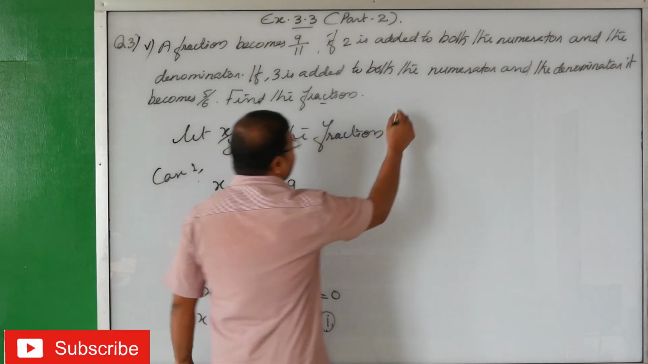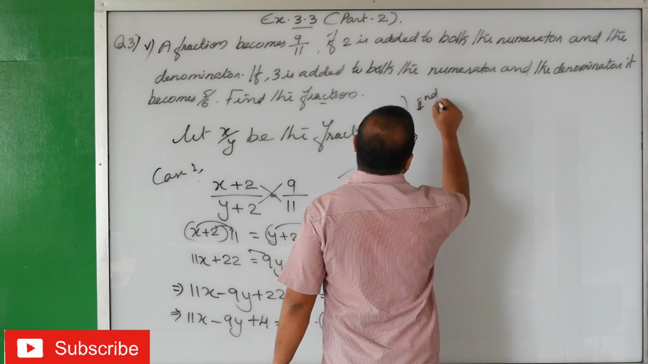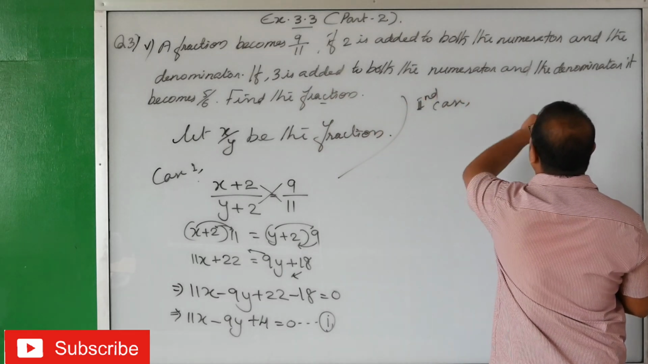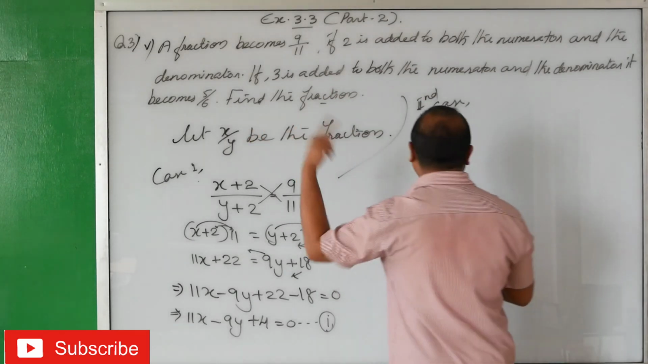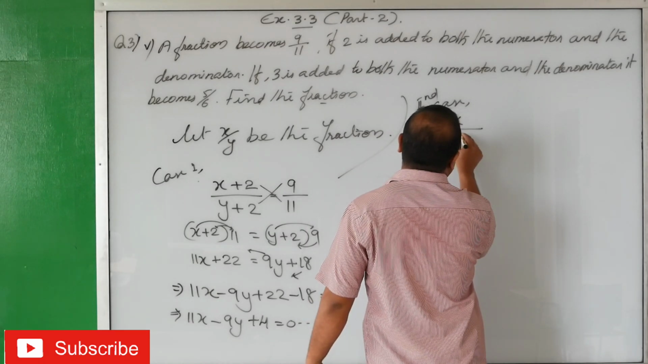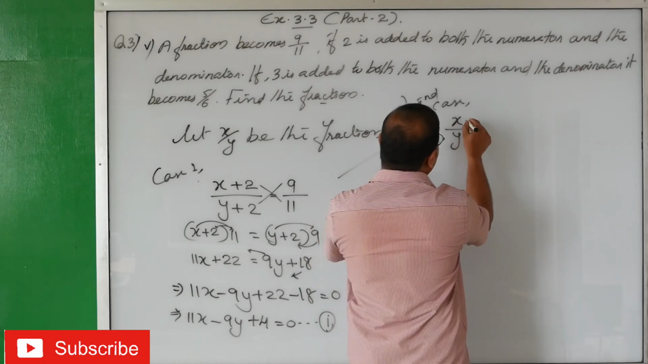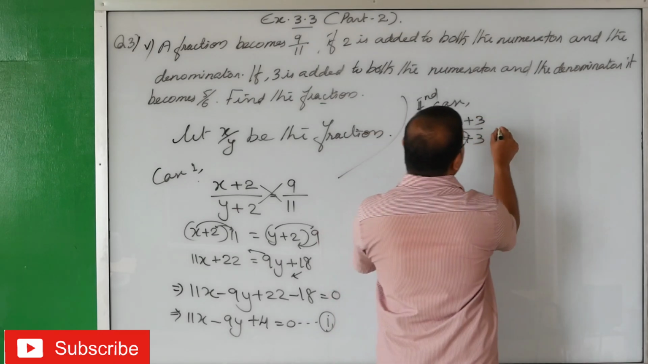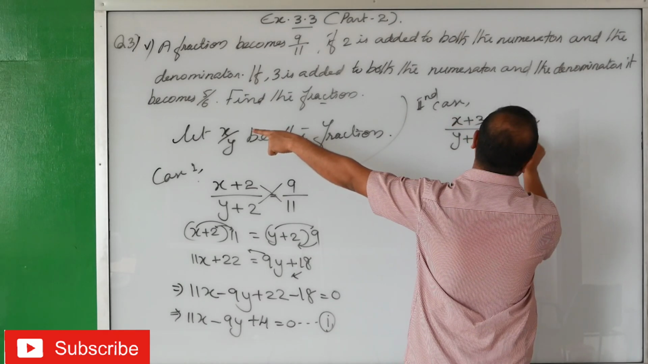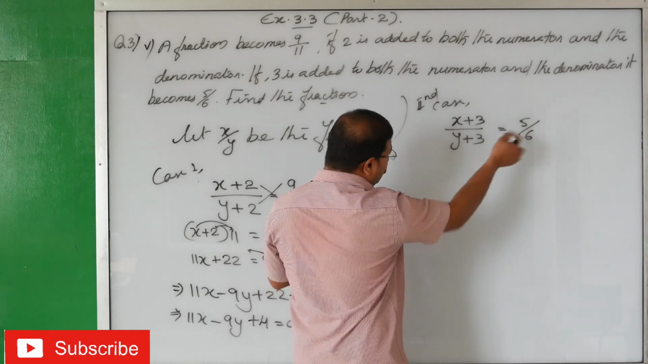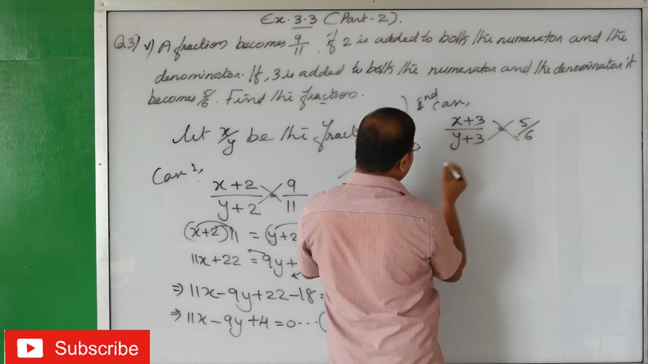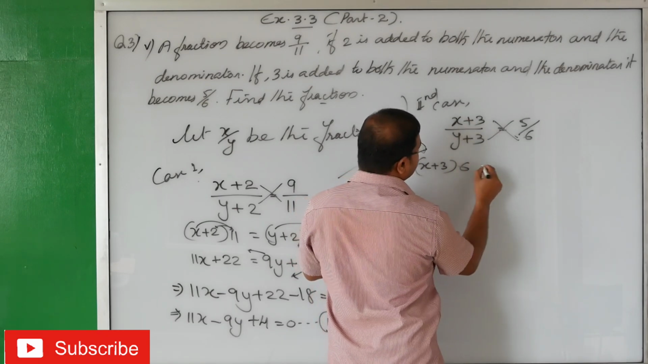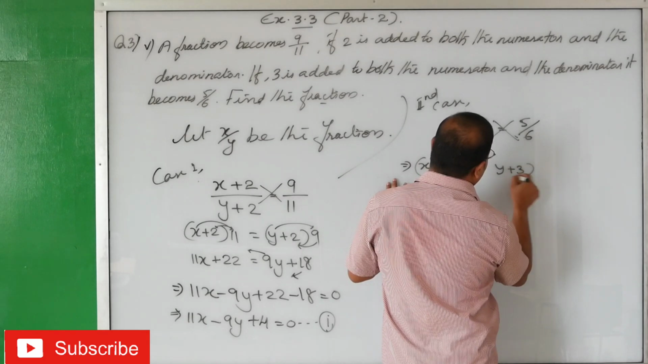Ready? Now let us see the second case. What is the second case? If 3 is added to both the numerator and denominator. Ready? If 3 is added, we know that x by y is the fraction. So if you add 3 to the numerator, x plus 3, and to the denominator, y plus 3, then the fraction becomes 5 by 6. Let's cross multiply now. This implies (x plus 3) into 6 equals (y plus 3) into 5.